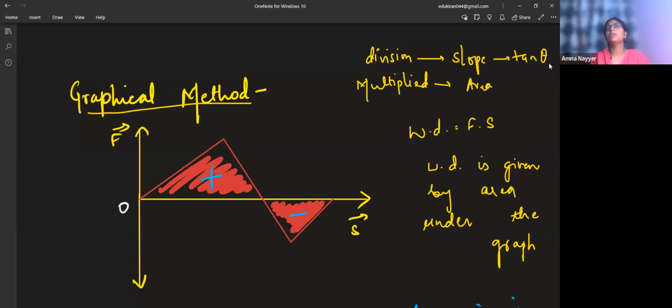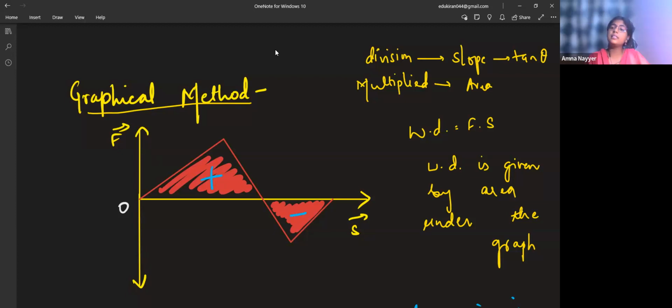Like you must have noticed, whenever we find out the velocity, if a displacement-time graph is given, we never calculate the area. We always calculate the slope. So why do we calculate the slope? Because they are getting divided. Distance getting divided by time. Displacement is getting divided by time. That's why we use tan theta and find out the slope of the graph.